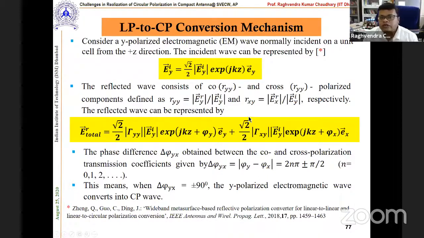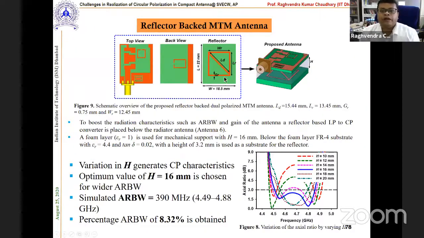So what we did actually, we designed the LP to CP converter. Correct. And these are some of the well-known formulas, correct? We studied from the theory point of view how we can decompose a linearly polarized wave into two components, correct? So this is one of the things, and we studied the phase and all the things, correct? Now, what we did actually, at the backside, we put a reflector, which is nothing but your LP to CP converter, correct, at a particular band, correct.